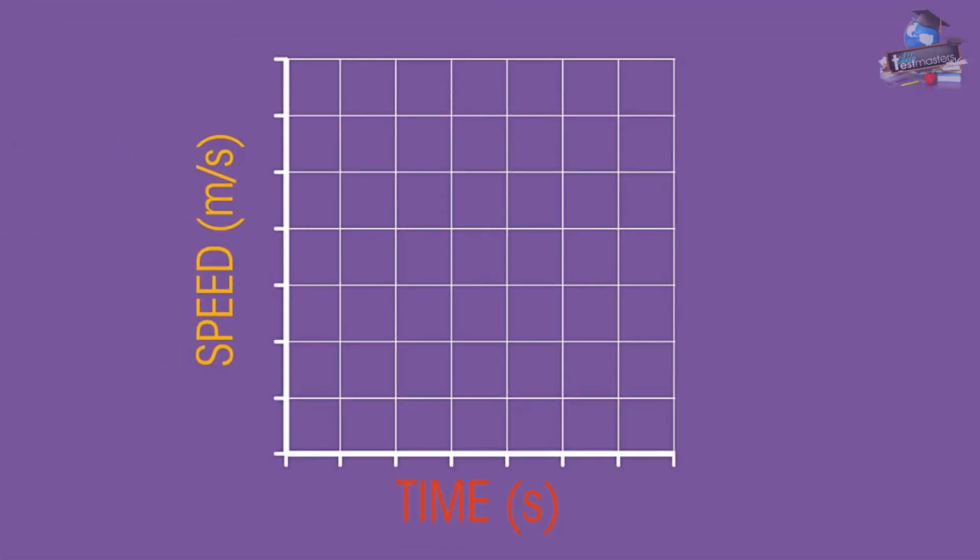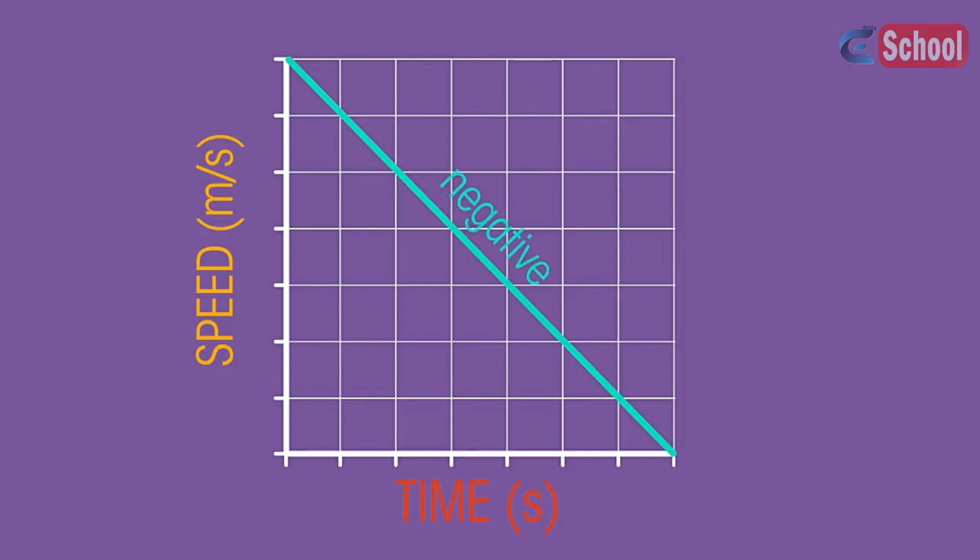The gradient of a line on a speed time graph represents acceleration. If the gradient is positive or goes up, the object has a positive acceleration. If the gradient goes down, the object has a negative acceleration or deceleration.